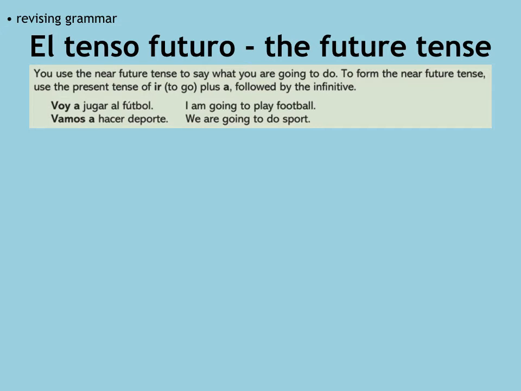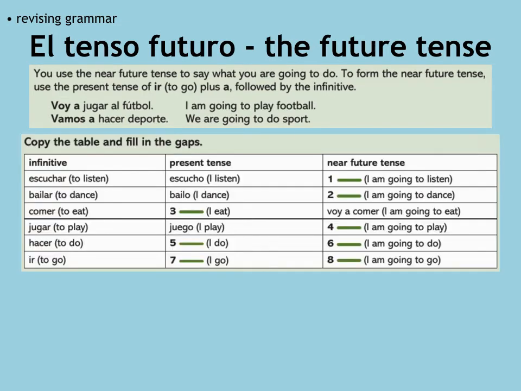Okay, so to form the near future tense, we use the present tense of ir. We've just revised it. Voy, vas, va, vamos, vais, van. And then you put a, and then you put the infinitive. So have a look. Voy a jugar, that's the infinitive of to play. Voy a jugar al fútbol. Or vamos a hacer, hacer is the infinitive to do. Vamos a hacer deporte.